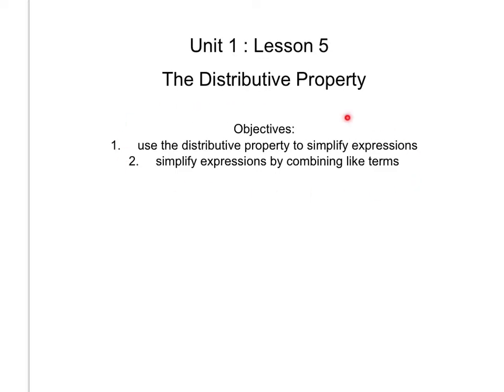Remember, your objectives are right here. Use the distributive property to simplify expressions. And then we're also going to simplify expressions by combining like terms. Okay, let's go ahead and jump right into it to get started.